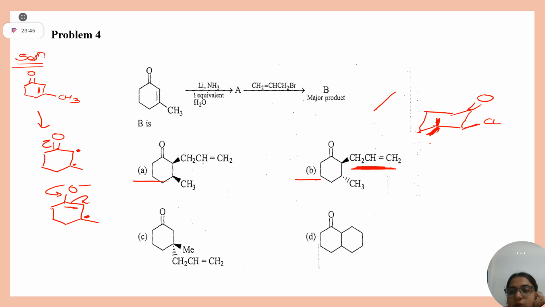It should be below, right? Because the above group will be axial to it and it will face severe 1,3 diaxial interaction. Not severe, but from here it will face one of the 1,3 diaxial interactions. Yes or no? So, more appropriate answer is option number B. Are you with me?